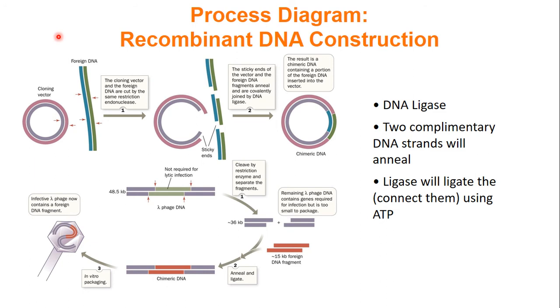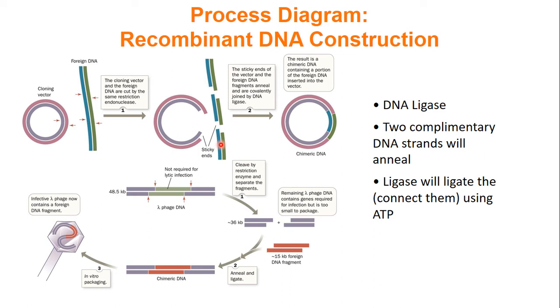So how does this process work? So here's the diagram that we're going to follow. Here's our vector we want to get our DNA into, and the blue and green lines are our DNA of interest. So the first thing we need to do is cut both the vector and our DNA. And usually you will use the same endonuclease on both the vector and the foreign DNA, because if you use the same nuclease, you will have the same overlaps, the same DNA overhangs, right?